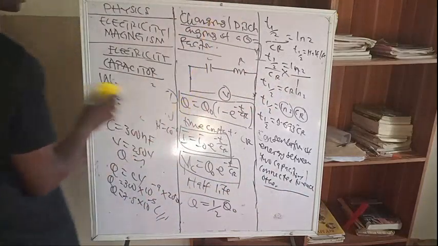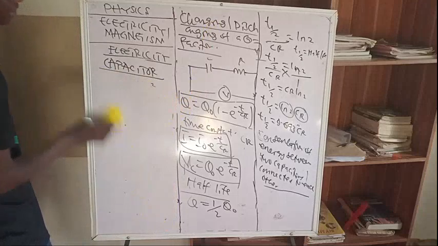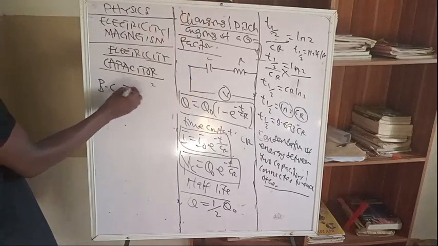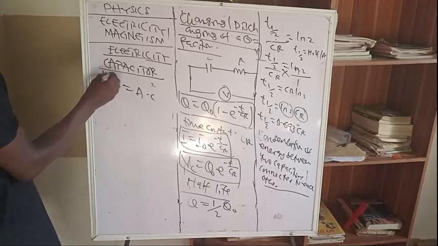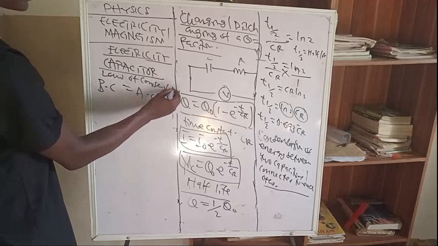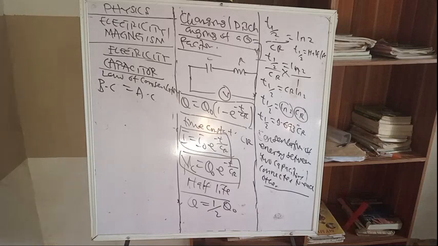Now, I said before connection is equal to after connection. So let's look at before connection of the capacitor and after connection, using the law of what? The law of conservation of energy. The law of conservation of energy says that energy cannot be created nor destroyed, but it can be transformed from one form to another.